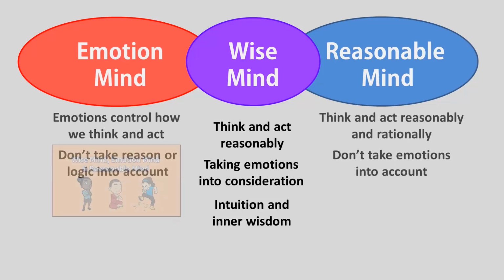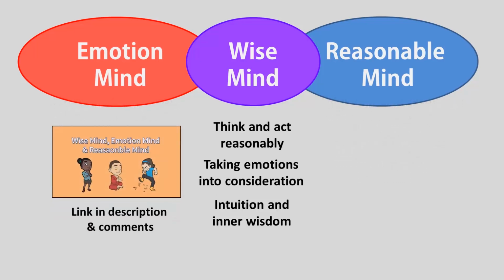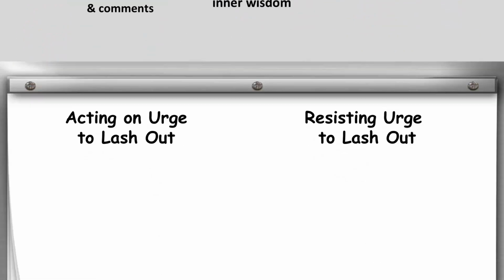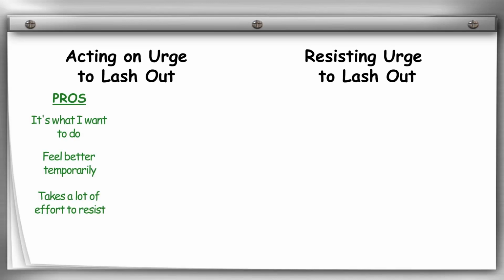And for a more detailed description of wise mind, emotion mind, and reasonable mind, I have a video about this you can check out. But sometimes wise mind can be difficult to access, in which case we can try using a pros and cons list to help us determine whether or not acting on this emotion would be effective. So if we're feeling angry and have the urge to lash out, we can ask ourselves, what are the pros of acting on this emotion?